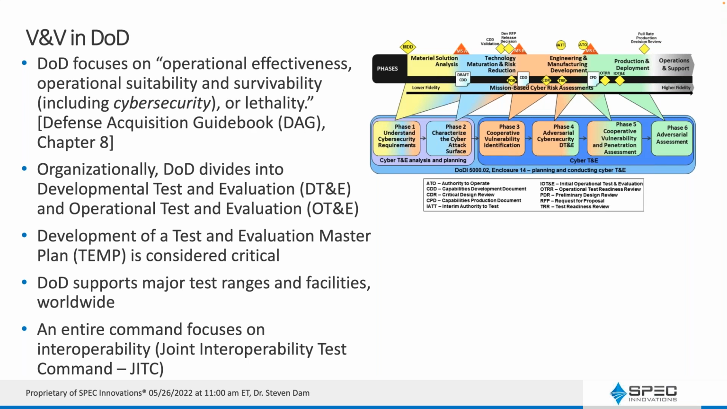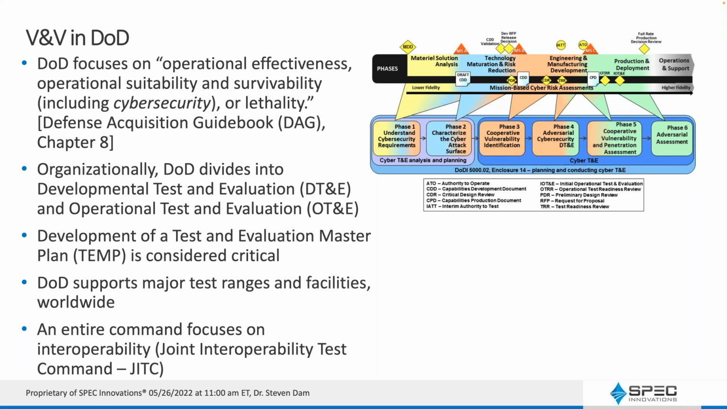One of the big focuses for them early in the process is the test and evaluation master plan, the TEMP, which is considered critical for everything they're doing in this process. It is supposed to be done early: a first draft of the TEMP is usually done by Milestone A. The reason for that, as you think about it, is that DoD supports major test ranges and facilities worldwide, and they get scheduled. They have limited availability, so you really have to schedule those, often many years in advance.